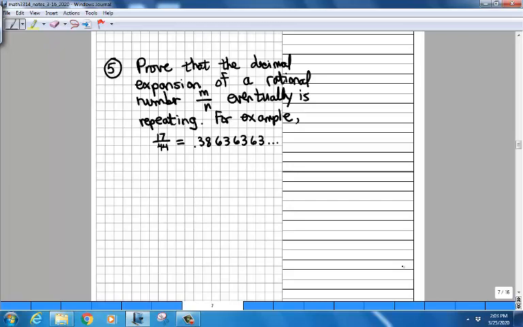For example, the quotient of two integers 17 over 44 gives 0.38636363, and notice that the sequence 63 repeats to form the entire decimal expansion of the number. It is possible to write down non-repeating, non-terminating decimals, and those are perfectly good numbers, except they are not rational numbers. Whenever you have a non-repeating, non-terminating decimal, you cannot write it as the quotient of two integers. It's a perfectly real number, but not a rational number.